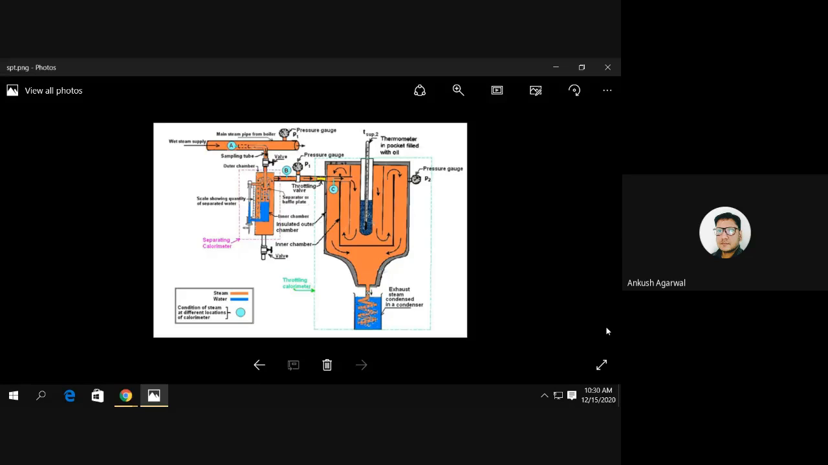And what is dryness fraction? Dryness fraction is the ratio of the mass of dry steam divided by the mass of dry steam plus wet steam. That is the total. In the numerator, you have to take the mass of dry steam, and in the denominator, the mass of dry steam as well as wet steam.